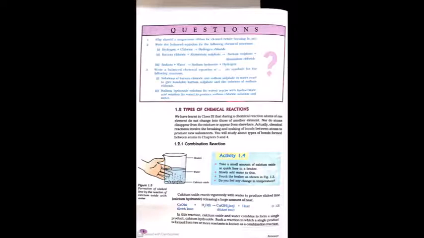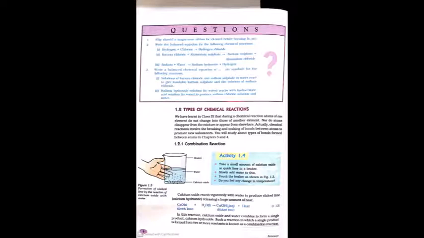We have learnt in class 9 that during a chemical reaction, atoms of one element do not change into those of another element, nor do atoms disappear from the mixture or appear from elsewhere. Actually, chemical reactions involve the breaking and making of bonds between atoms to produce new substances. You will study about types of bonds formed between atoms in chapter 3 and 4.